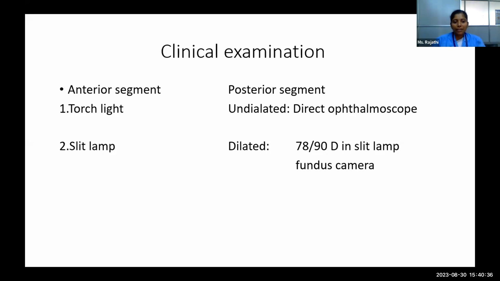In clinical examinations, we are doing anterior segment examination and posterior segment examination. Anterior segment is done by torchlight and slit lamp. Posterior segment examination is done by direct ophthalmoscope, and after dilatation, 90 diopter lens or 78 diopter lens with the help of the slit lamp. And also we are taking fundus photographs with the fundus camera.